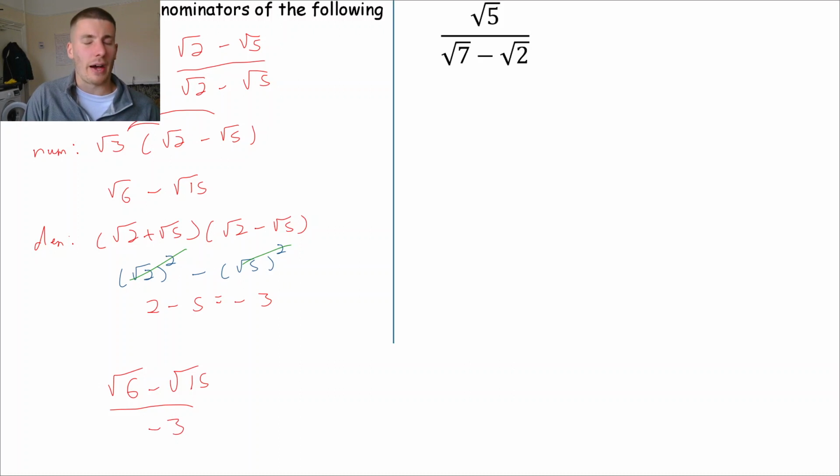Now, can you break this down any further? You can't, because root 6 and root 15 you can't simplify any further. So that is simply your answer. Okay? Good.